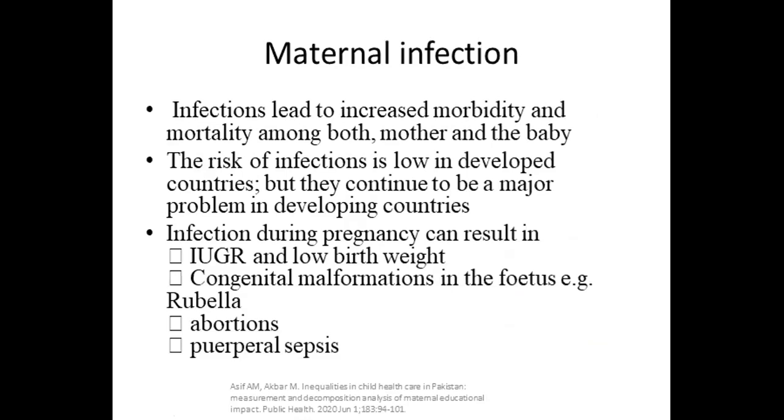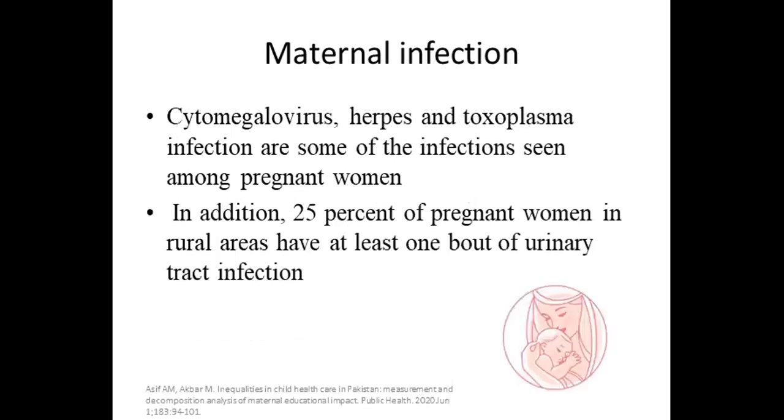Now, the second element included in the MCH triad is maternal infection. Maternal infection leads to increased mortality and morbidity among both mother and baby. The risk of infection is low in developed countries, but infections continue to be a major problem in developing countries. Infection during pregnancy can result in intrauterine growth restriction and low birth weight, and congenital malformation in the fetus, for example rubella, which can lead to congenital malformation. In the mother it can cause abortions and puerperal sepsis. The effect of maternal infection on babies is most commonly low birth weight and intrauterine growth restriction. Cytomegalovirus, herpes, and Toxoplasma gondii infections are some of the infections seen among pregnant women. In addition, 25% of pregnant women in rural areas have at least one bout of urinary tract infection.